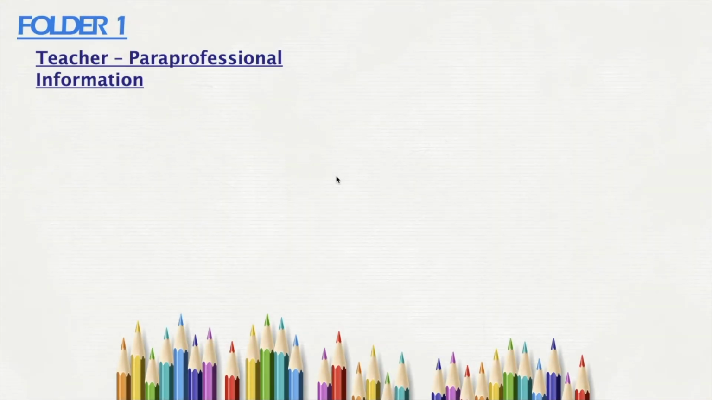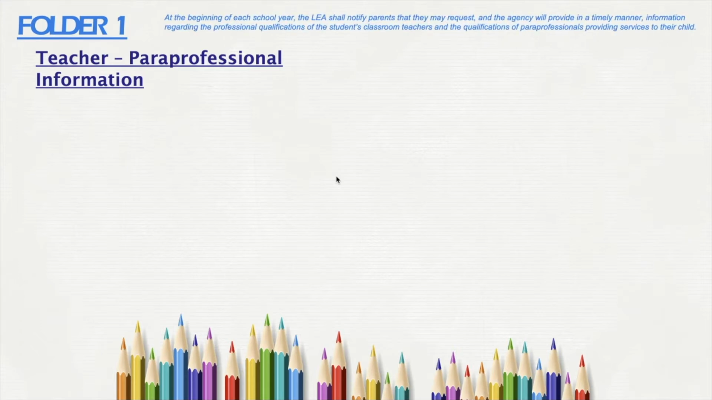All right, if you have your Title I audit box checklist with you, you see that this is the first folder. It's also the first folder that can be found in the audit box in Drive. It's titled Teacher Paraprofessional Information. The reason that we have this is this is required of us because at the beginning of each school year, the LEA shall notify parents that they may request, and the agency will provide in a timely manner, information regarding the professional qualifications of the student's classroom teachers and the qualifications of paraprofessionals providing services to their school. So that's what we are trying to document.